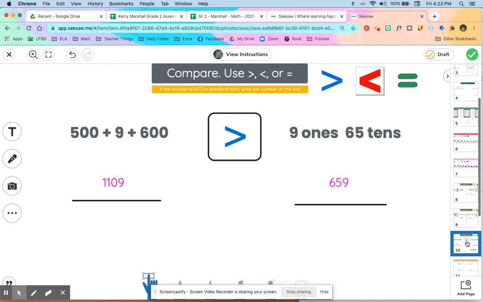The last page was a little tricky. This was supposed to say 600 plus 50 plus 9, but it didn't. It said 600 plus 500 plus 9. So I was actually really impressed that a lot of kids got 1,109. I was even more impressed that this was something that they all powered through and they tried to figure out.